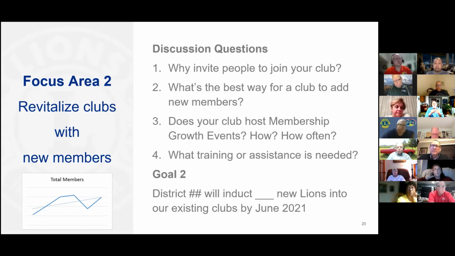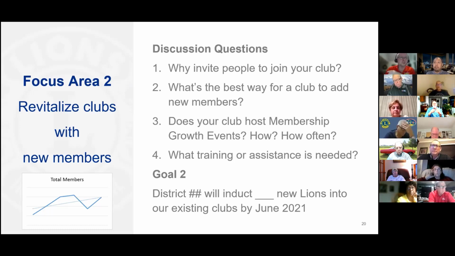And a SMART goal is realistic. That's the most important, and attainable. And so we need a realistic goal and an attainable goal. It's all right to reach your goal early and then set a stretch goal. Let them tell you that we can add 100 members. And when you get to 100 members added to existing clubs, celebrate and see if we can do another 25 or can we do another 50.